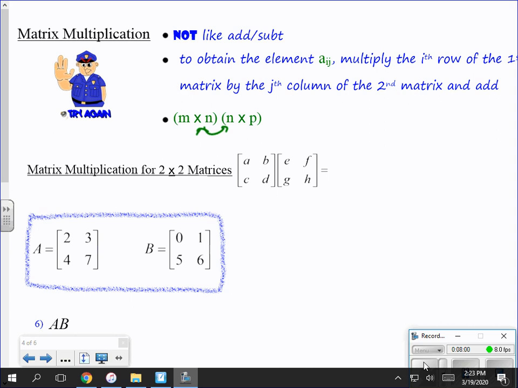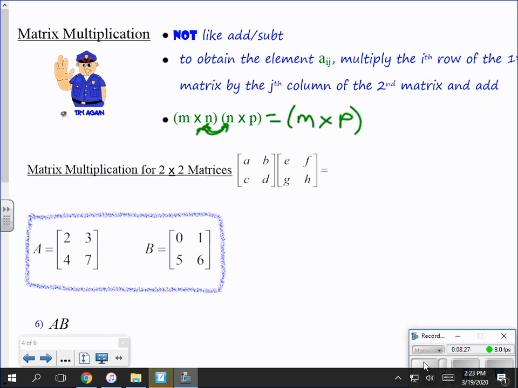So the columns of the first need to equal the rows of the second. And my answer has the rows of the first and the columns of the second. Okay, so I will not get the same size unless they begin at the exact same size. They don't need to be the same size to multiply them.